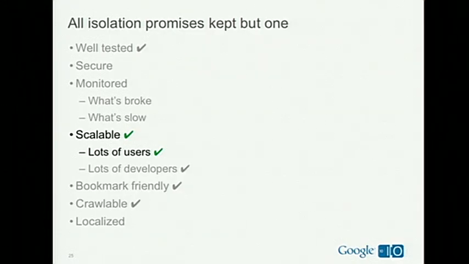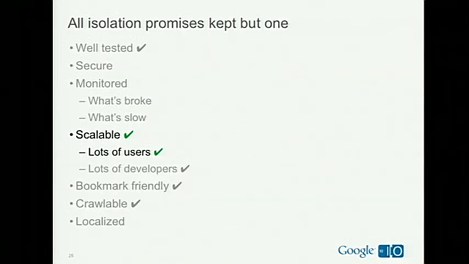We're well tested now because we can do all kinds of testing on our nice isolated little activity objects. We've got lots of developers going because my activity doesn't know anything about your activity. They're not very likely to have side effects on one another. We're bookmark friendly. We're crawlable because each of our little activities can run in isolation from everybody else.